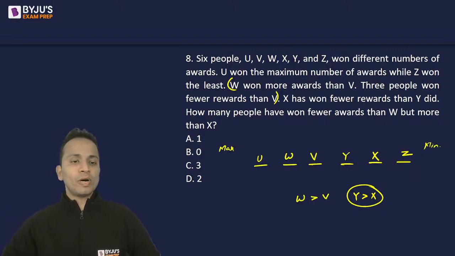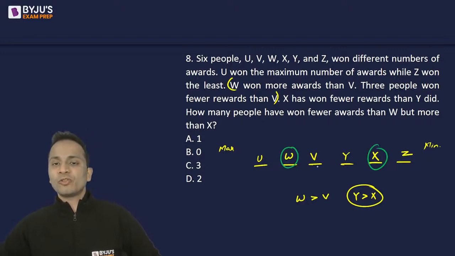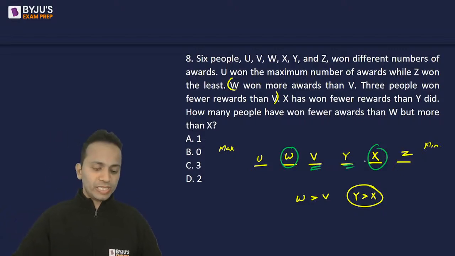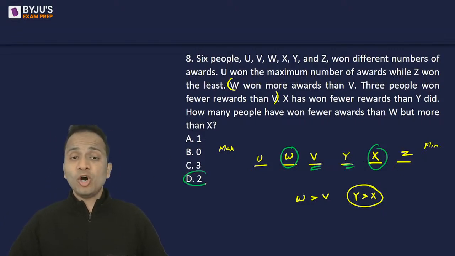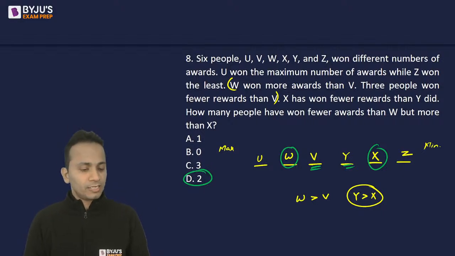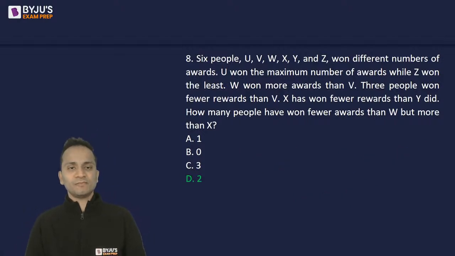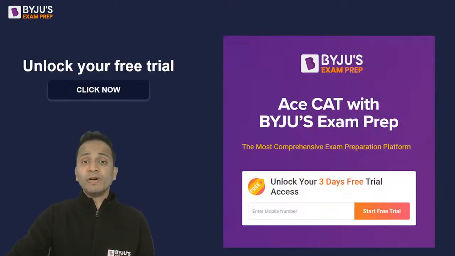How many people have won fewer awards than W but more awards than X? So there are only these two people between them. So the correct answer will be option D, that is 2. So two people between W and X. That's it. This was question number 8. Option D is the correct answer. All right, let's move ahead.